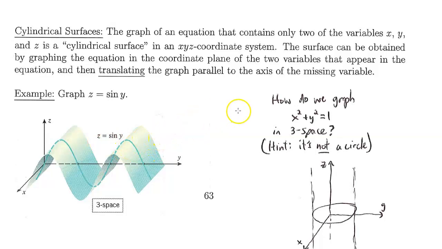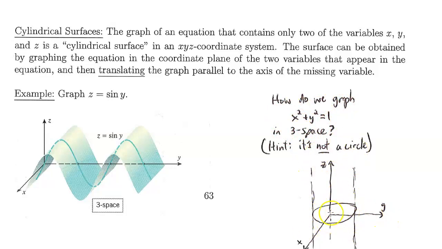Now you might wonder, why is it called a cylindrical surface? Well, one way is you do actually get a cylinder. So if I were to ask you, how would you graph x squared plus y squared equals 1 in 3 space? Now you might think, oh, that's a circle. Well, it's a circle if you're in 2 space. You want to graph all the points x, y, z that make this true. Well, it's not going to be a circle.